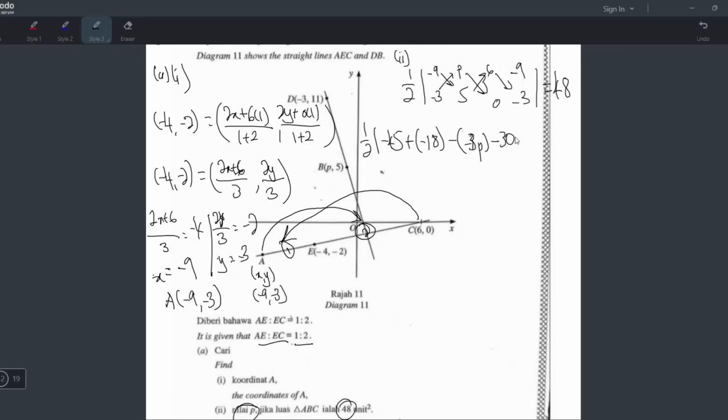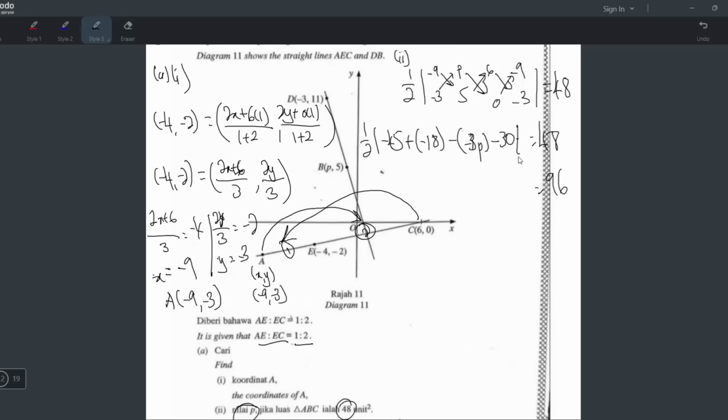5 times 6, 30. And then minus tulis siap-siap. 0 times negative 0. 0 tak payah tulis. So I think it ends here. It ends here. And then equals to 48. And don't forget, I'm trying to find P. So I think the over 2, I think I will pindah to the other side. 48 times 2 is 96.